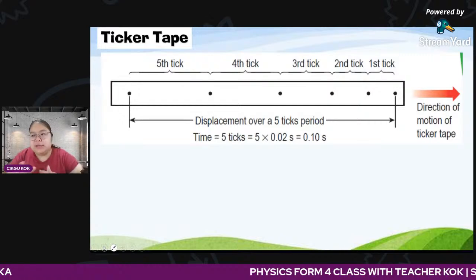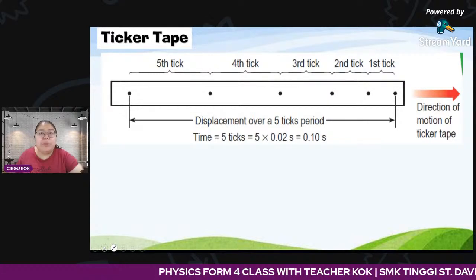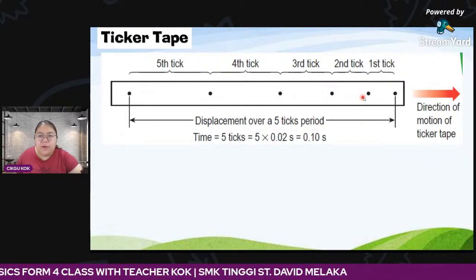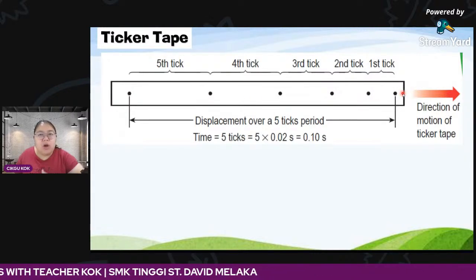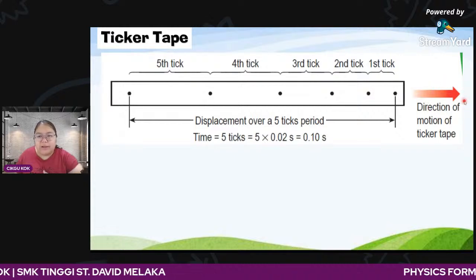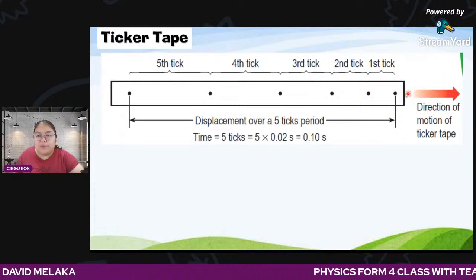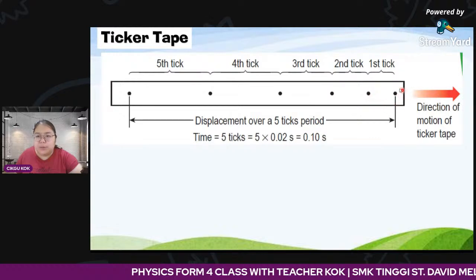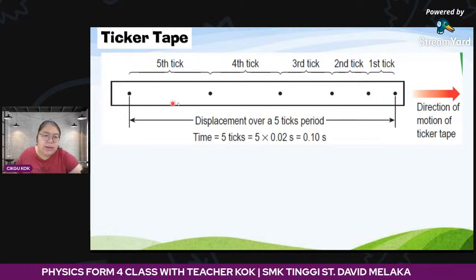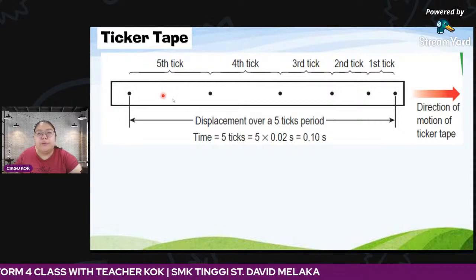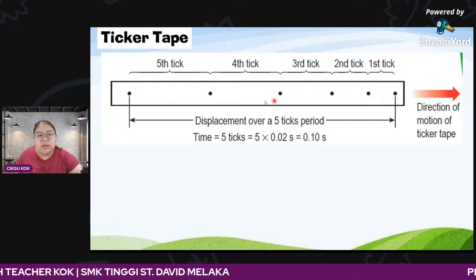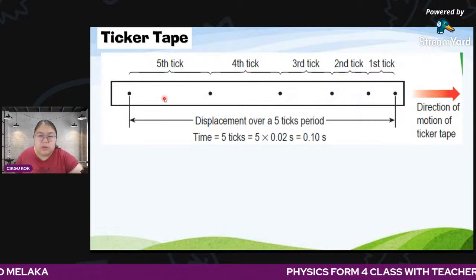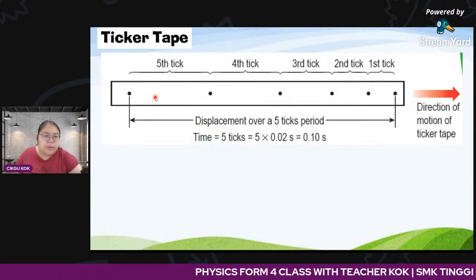This one is a ticker tape. Here how many dots? 1, 2, 3, 4, 5, 6. We have 6 dots. This one is the direction of the motion. That means this one comes out first, as I pull the ticker tape out. So this one should be the starting, this one the ending. When I pull, can you see the dots are further and further apart? Further and further means faster. I pull very fast. So this one is the first, this one should be the last.